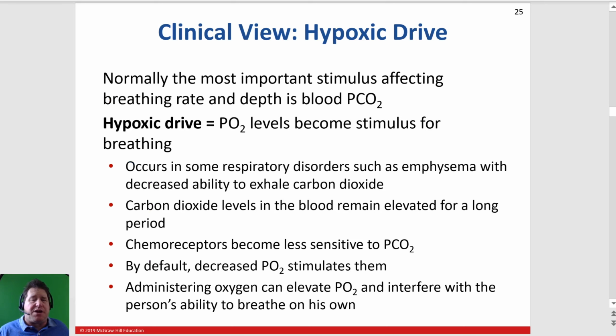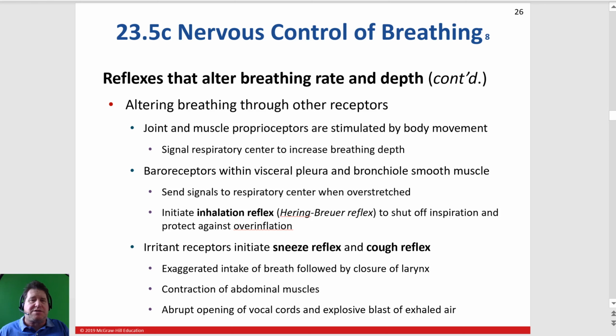So a hypoxic drive of breathing, instead of carbon dioxide, it's the oxygen levels that drive breathing, and that's called hypoxic drive or hypoxic breathing. The idea there is to try to change oxygen levels. Most of the time when we breathe, we're trying to change carbon dioxide levels, not oxygen levels.